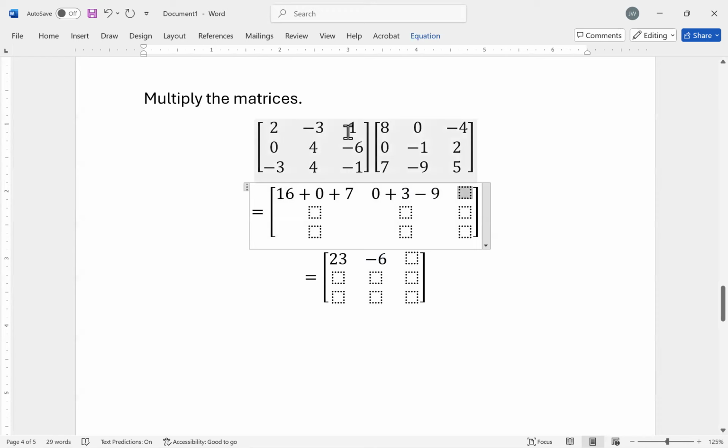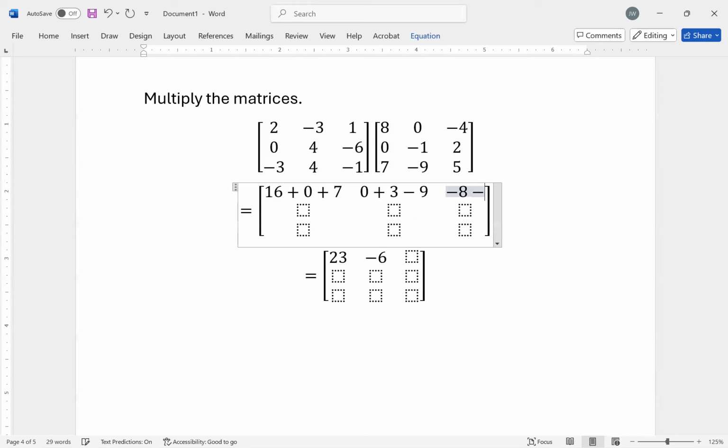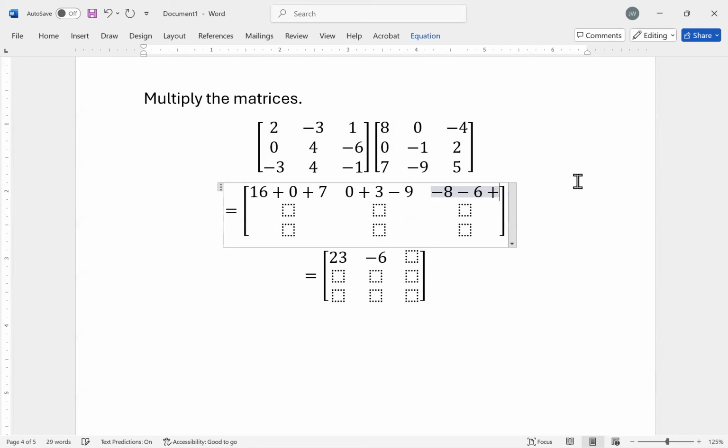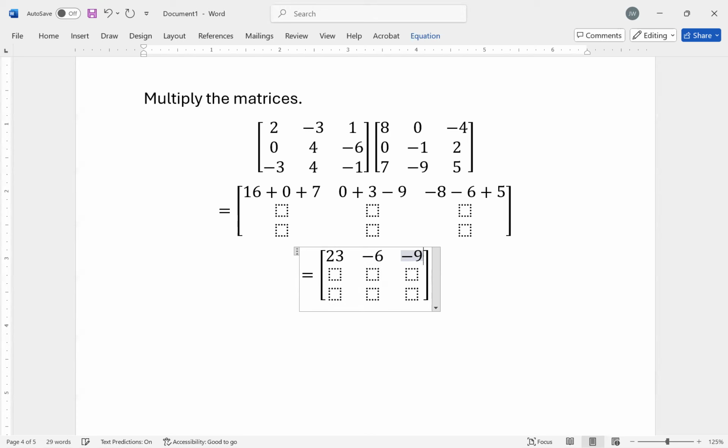Then we'll take row 1 times column 3. 2 times negative 4 is negative 8. Negative 3 times 2 is a negative 6 or minus 6. 1 times 5 is 5. That is giving me negative 8 minus 6 plus 5 gives me a negative 9.